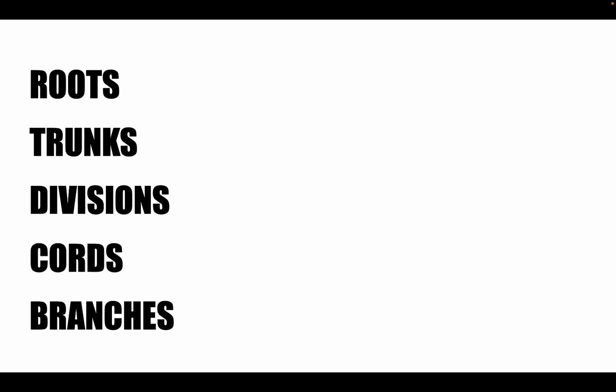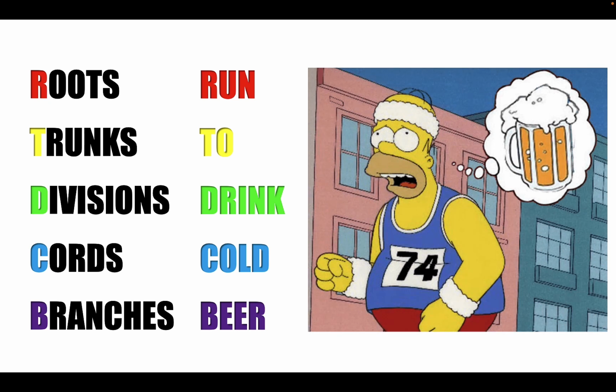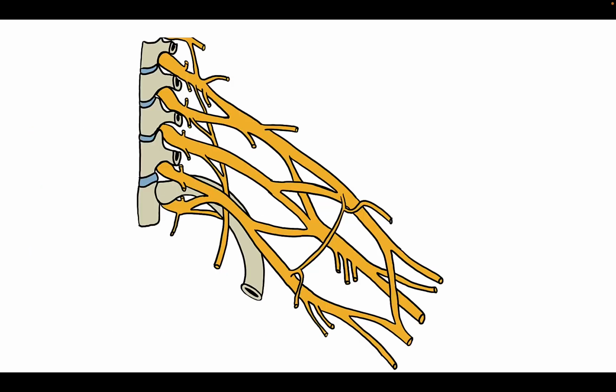How do I remember that order? When I think about the brachial plexus, all I want to do is run to drink cold beer. And if you don't drink beer, you could just say beverages. To remind me of the roots, trunks, divisions, cords, and branches, as well as the beer you deserve once you complete this lecture. Let's put it into practice.